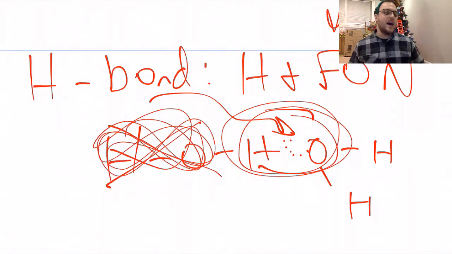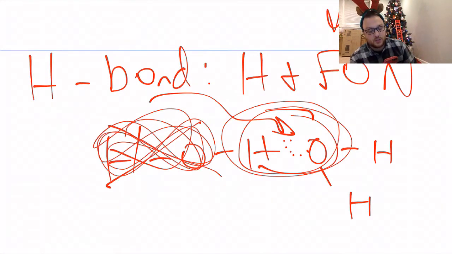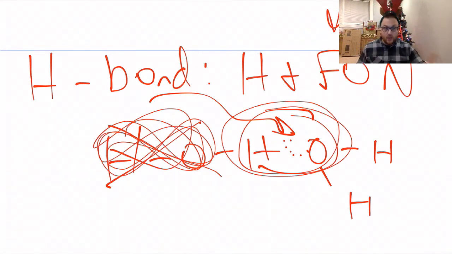Okay, question. This hits a misconception. Are hydrogen bonds the strongest bonds? So the question should be, are hydrogen bonds the strongest IMF? And I'll say it like this.